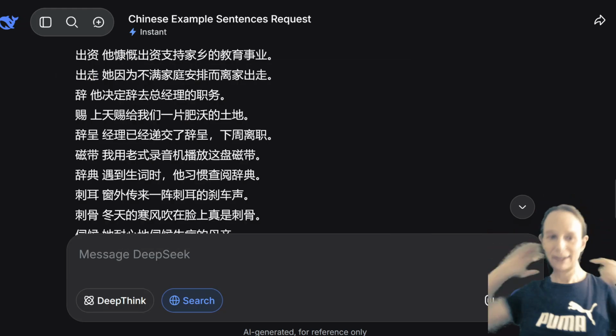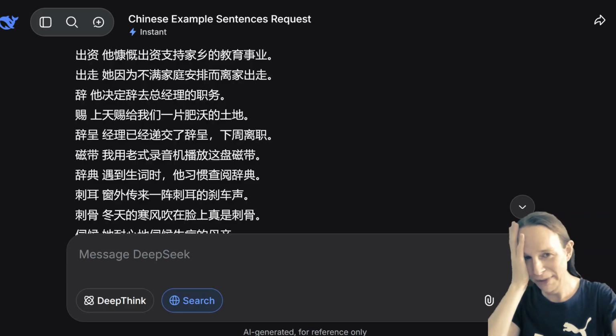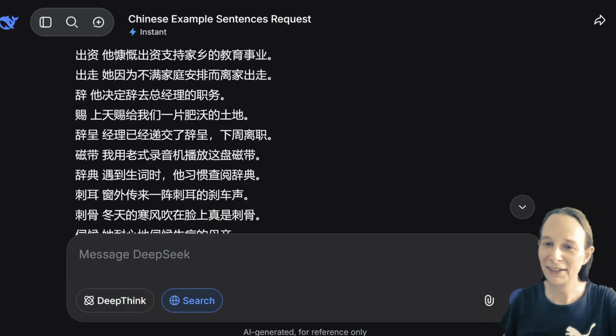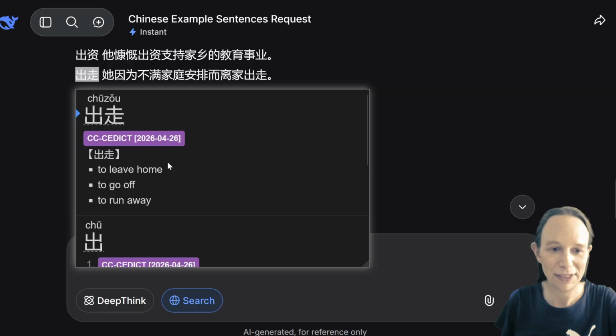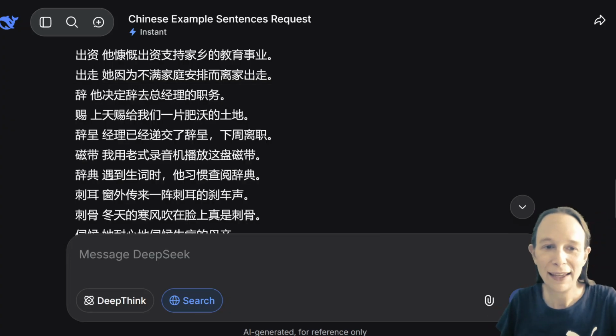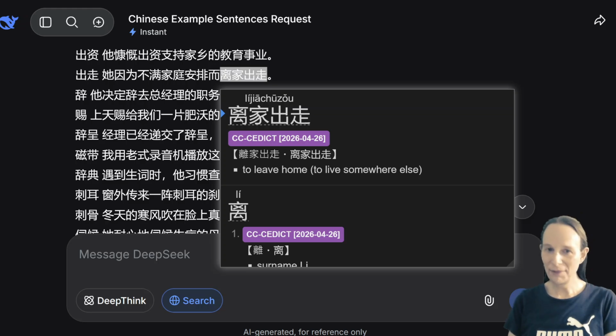出走. Wow, all right. 出 can mean to exit, 走 meaning walk. But I have a feeling maybe it is just to walk away. To leave home, go off, run away. So like run away from home. 因为不满家庭安排而离家出走。Oh, okay. So maybe 出走 is a kind of shortened version of this, 离家出走. Let's see what the dictionary has to say.